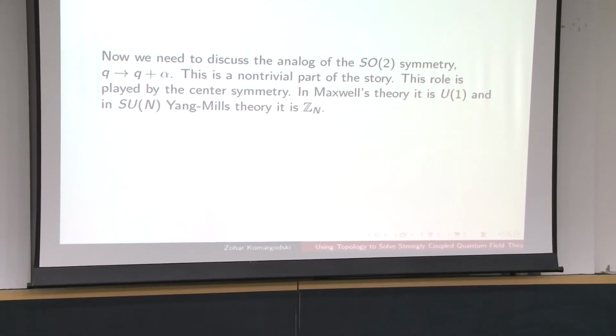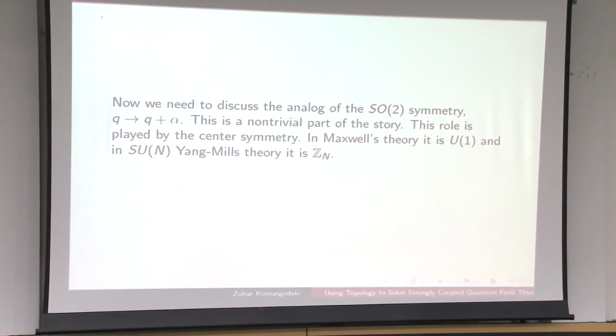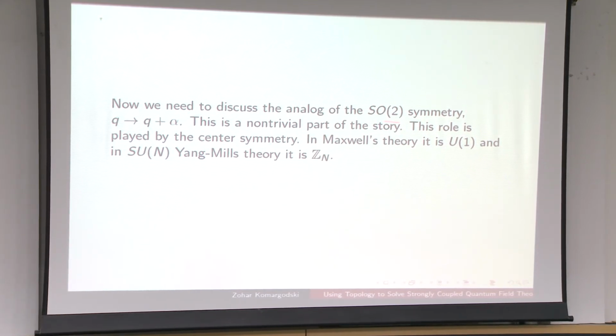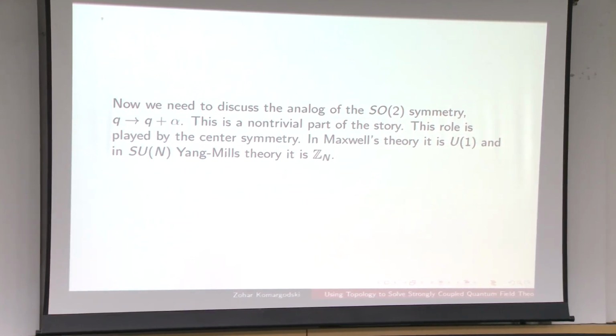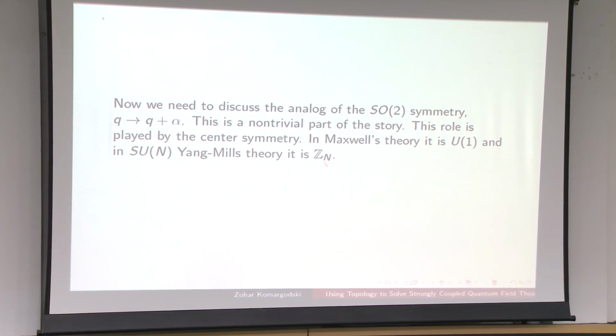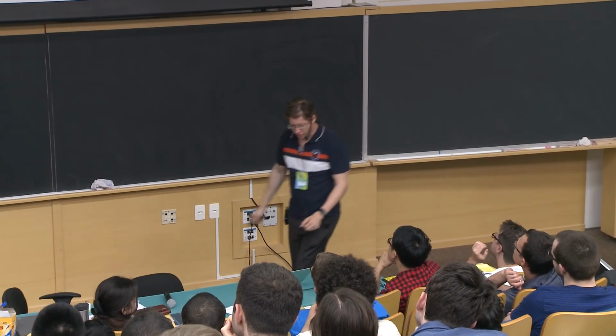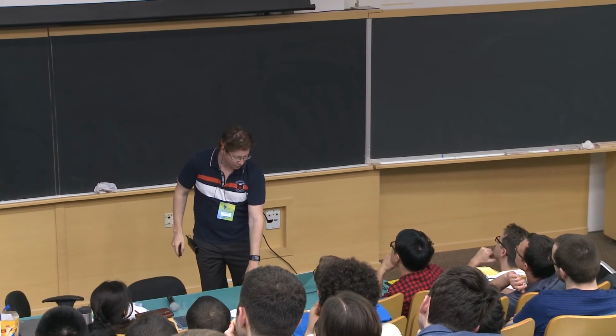This part is a jump. It's a logical jump that I'm not going to be able to explain. But mathematically, the center symmetry in Yang-Mills theory plays the same role as rotations on this ring. So the Zn is a discrete analog of SO2. This is the only point that I don't know how to explain by an analogy. It's just a jump. You just have to accept the fact that mathematically Zn and SO2 are similar.